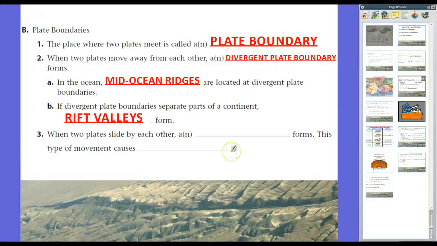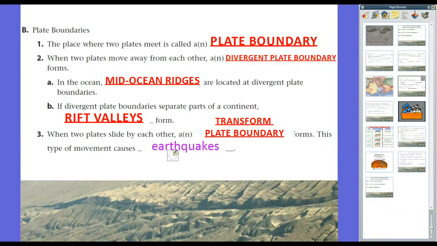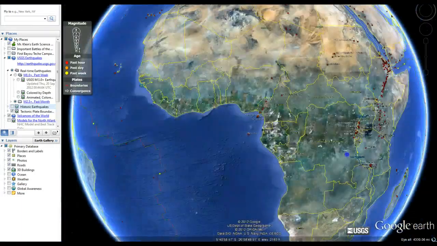And when we talk about fault lines, this gets a little more complicated. But for our intents and purposes, you'll see sometimes divergent plate boundaries on the continents, and rift valleys will result. Now, when two plates slide by each other, a transform plate boundary will occur. And this type of movement doesn't cause volcanoes or anything like that. Rather, it causes earthquakes.